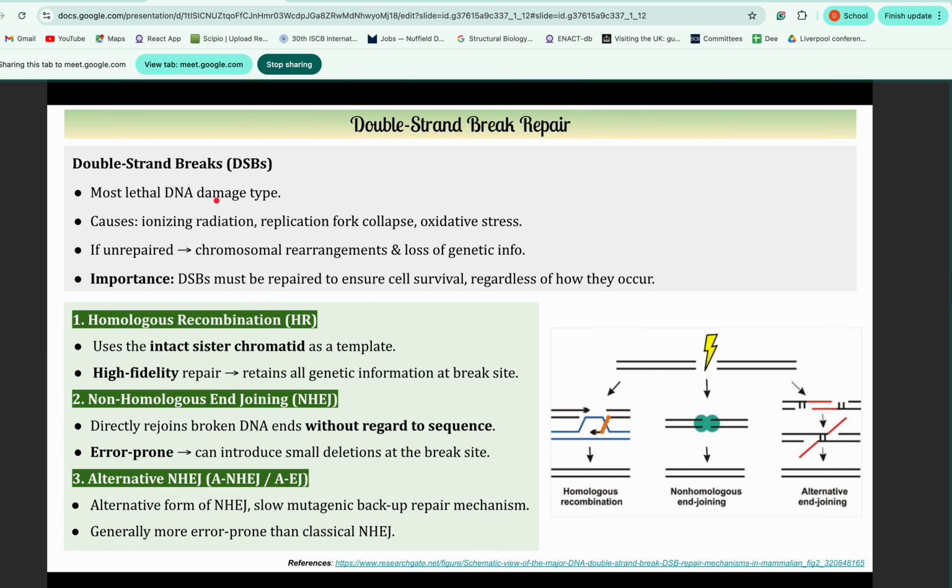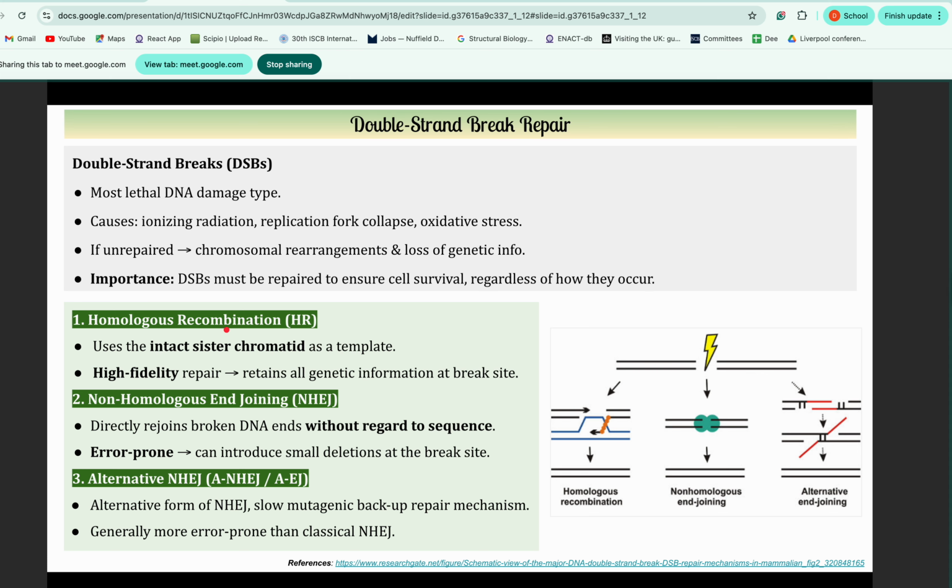Yeah, so double strand breaks are the most lethal type of DNA damage, and they can happen due to ionizing radiation, replication fork collapse, or oxidative stress. If not repaired, they can lead to chromosomal rearrangements and loss of genetic information. So the importance of double strand break repair is to ensure that the cell survives, regardless of how the damage has occurred.